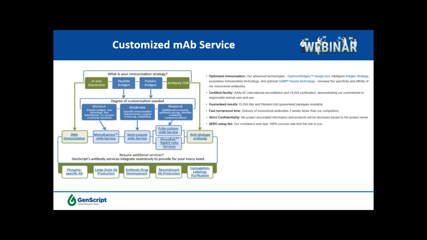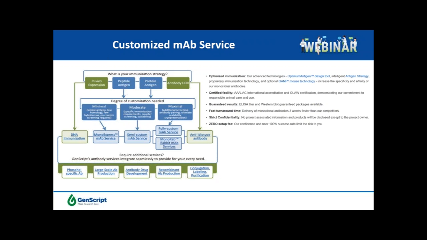For monoclonal antibody services, if you are not sure what package suits you, here is a diagram that can help you to decide. If you're dealing with a single antigen and only need one or two working antibodies, MonoExpress might be the one to go with. On the other hand, if you have particular requirements for the immunization and the screening, then the semi-customized package is probably a better choice.